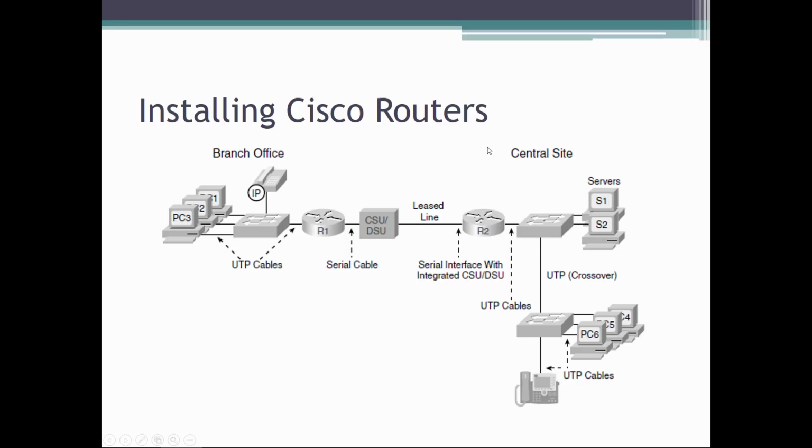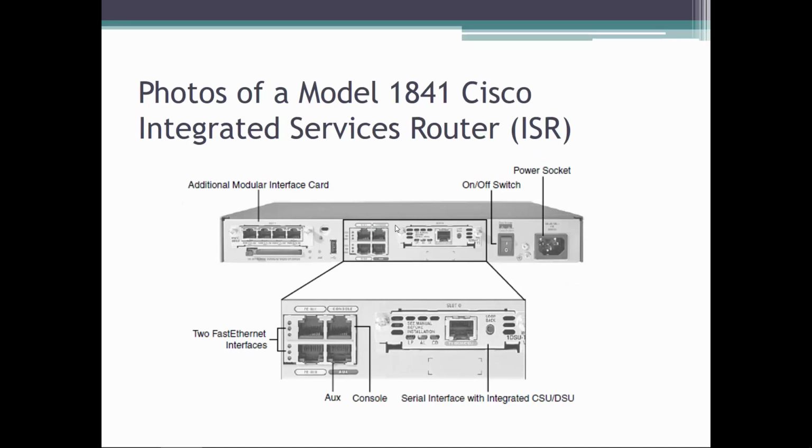Let's assume we have some type of two network setup, and we might have a CSU/DSU, channel service unit/data service unit, in between our two routers. Network connectivity, ISP. That's essentially what we're talking about. That way we can connect two different networks. What does it look like?